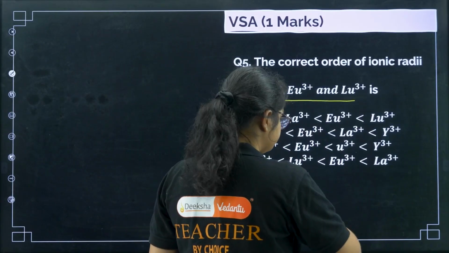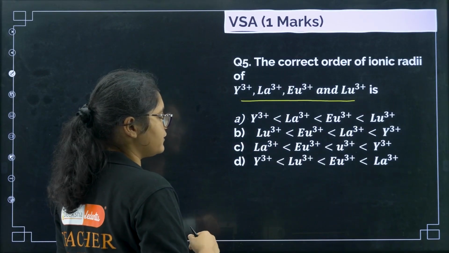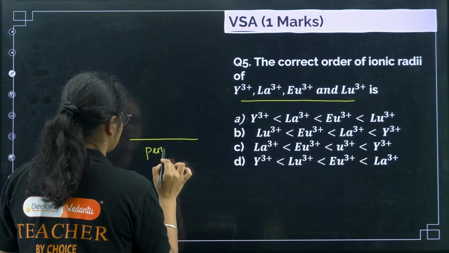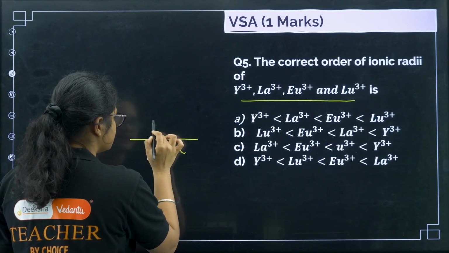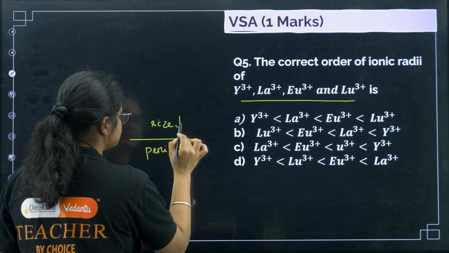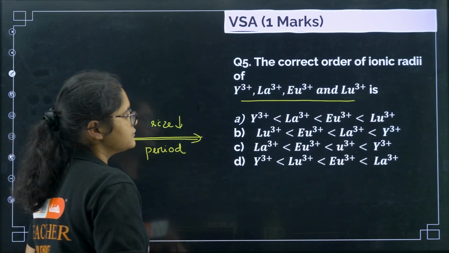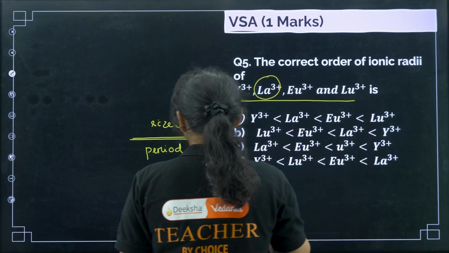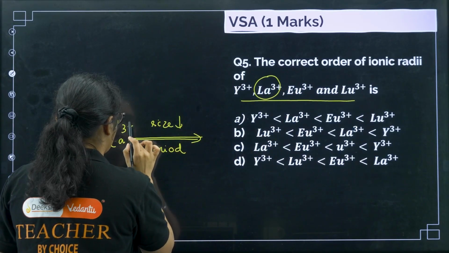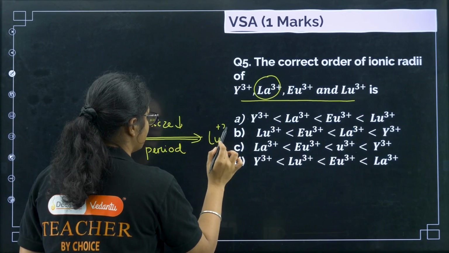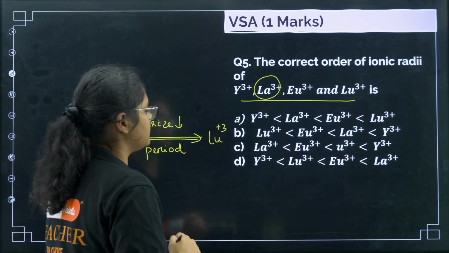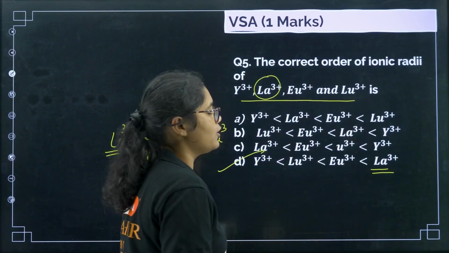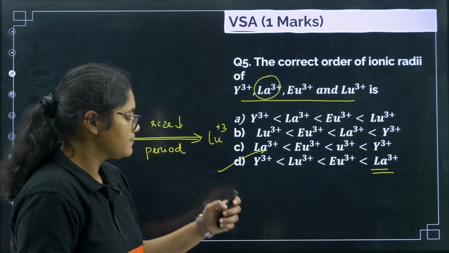Okay, next, the correct order of ionic radii. It is an increasing order. You know these all belong to one period, and size decreases along the period. Even if you do not know anything else, you should know that lanthanum is the starting element and lutetium is the ending element. So definitely the size of lanthanum will be highest. There is only one option with this, so the correct answer will be option number D here.